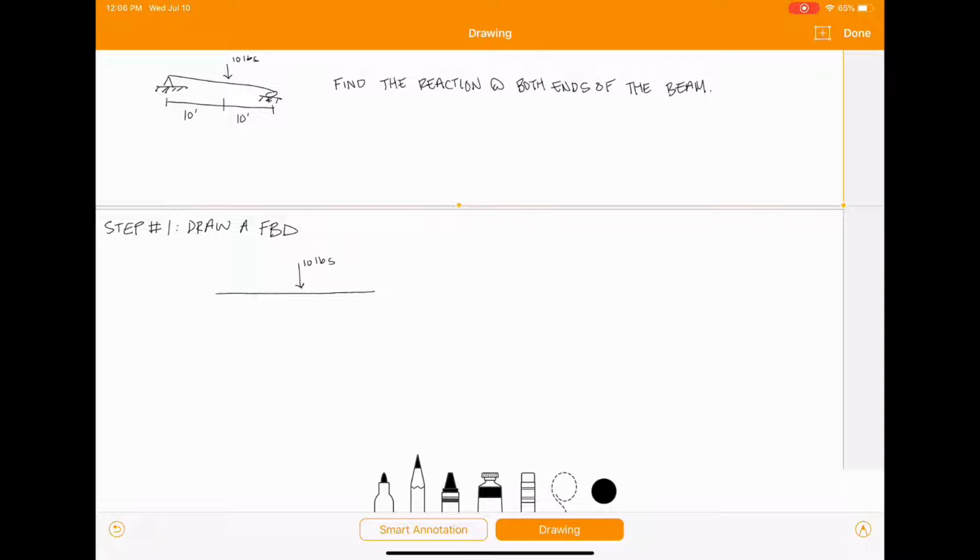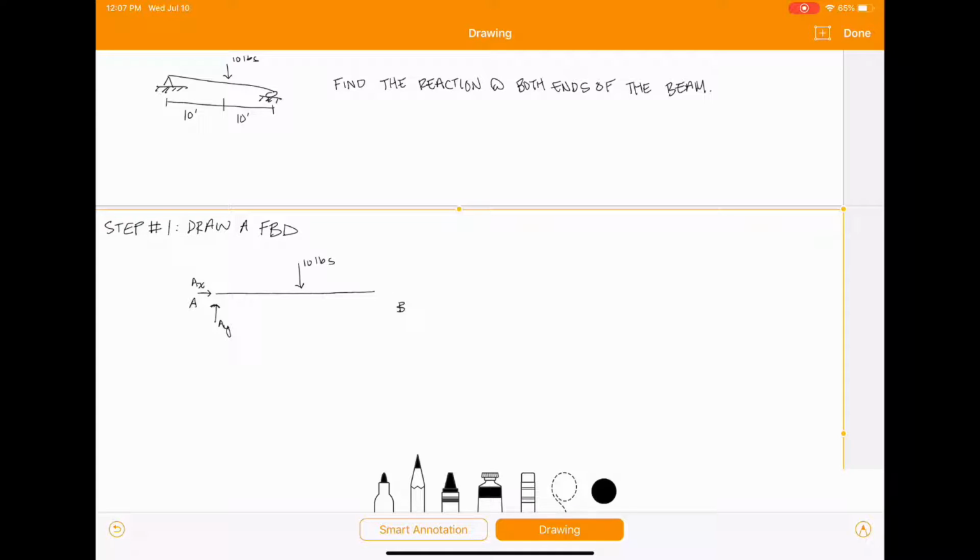Over on this end, we'll label this end A and this end B. On A, we have a pinned connection. That means the pin is going to make it so there's no movement in the Y direction and there's no movement in the X direction. So we'll label this force AY and this one AX.